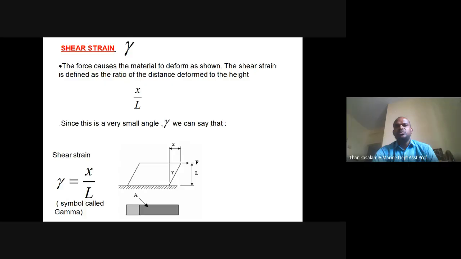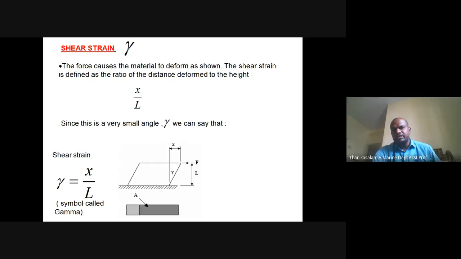Since this is a very small angle, gamma, we can say that. Therefore, see here, one body is there. I apply tangential force F. The bottom of the body is fixed. Consider one metal plate or wood. I apply tangential force to the other upper end. So the body just moved by the angle gamma.